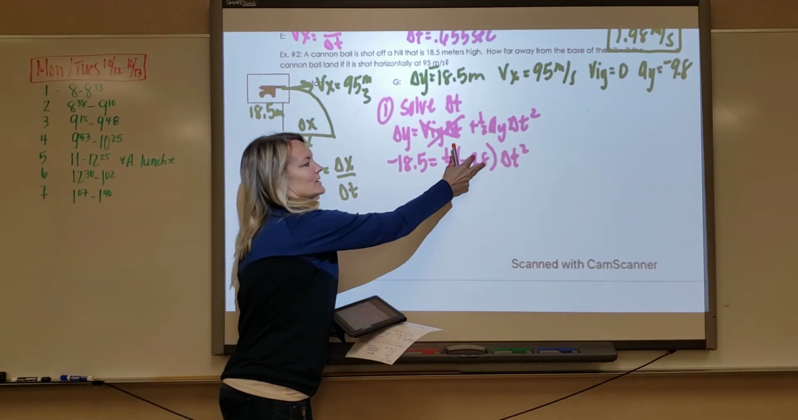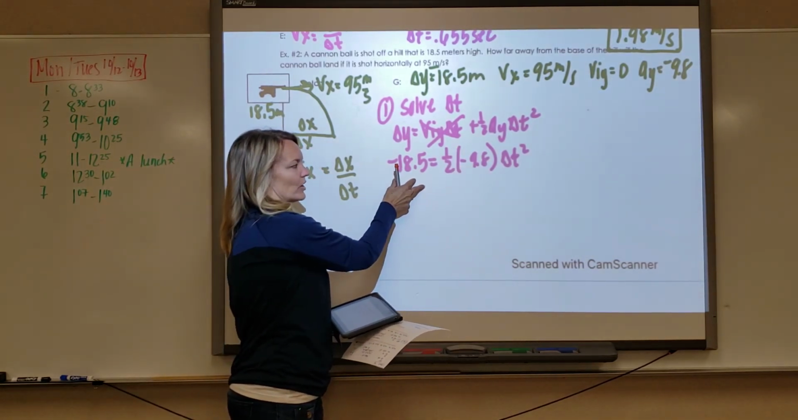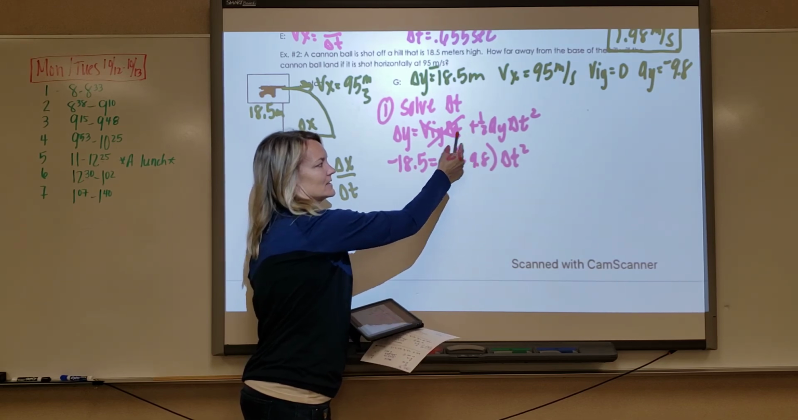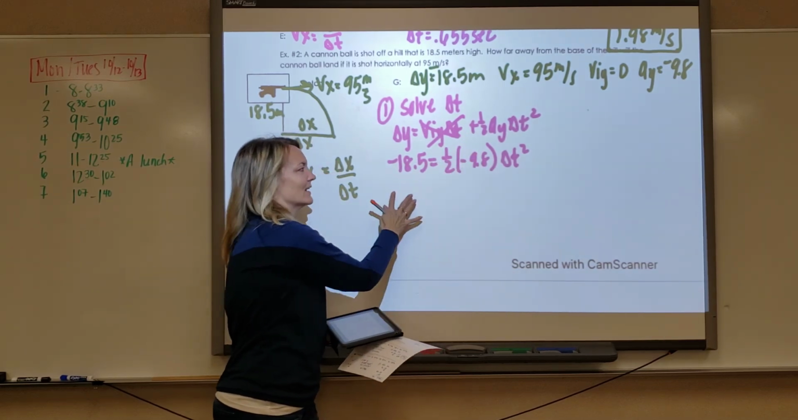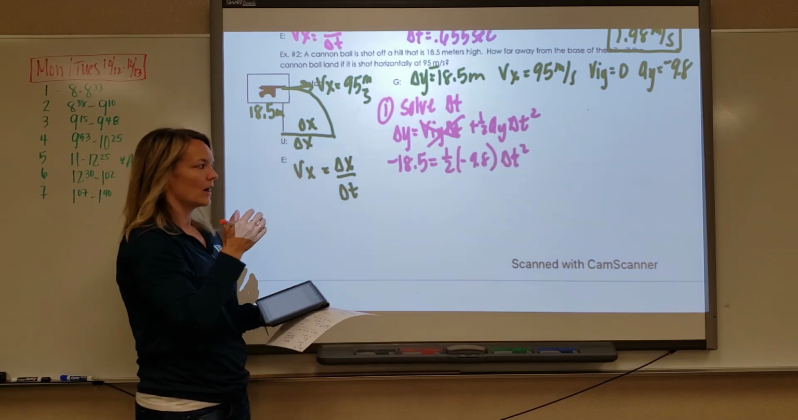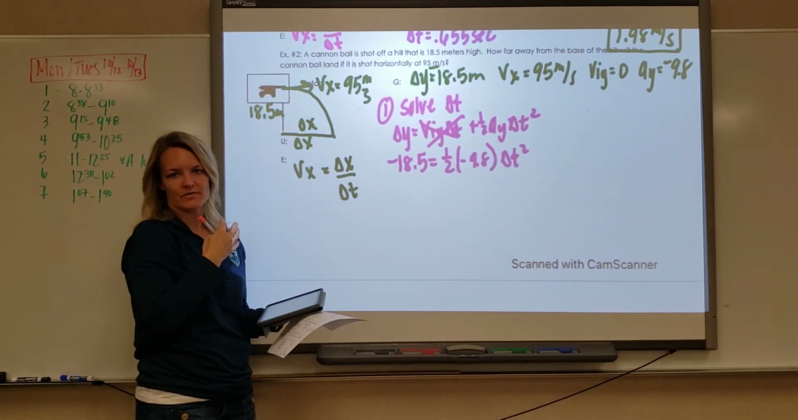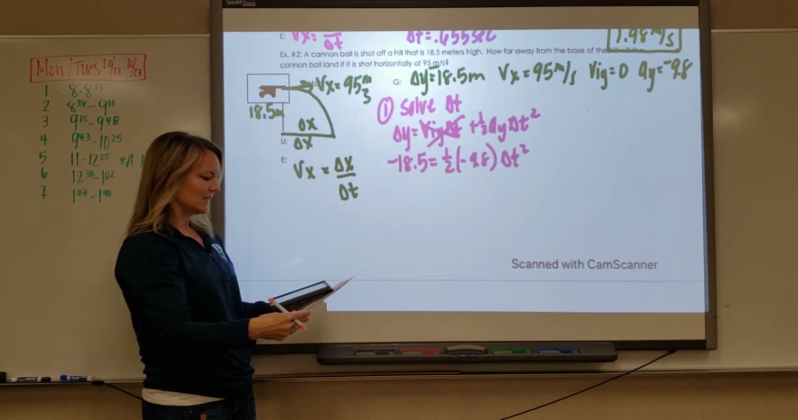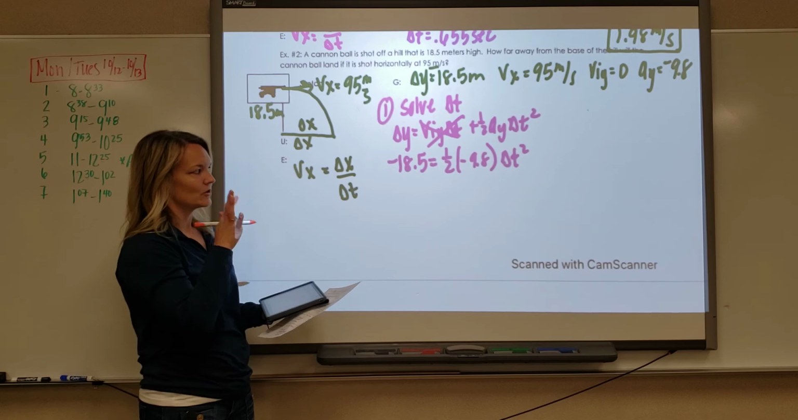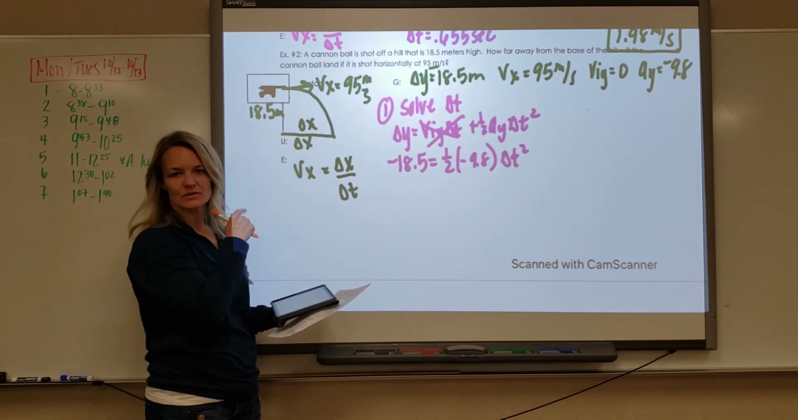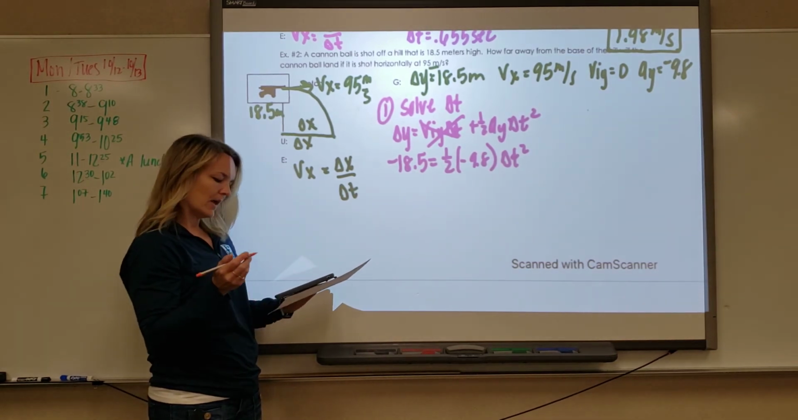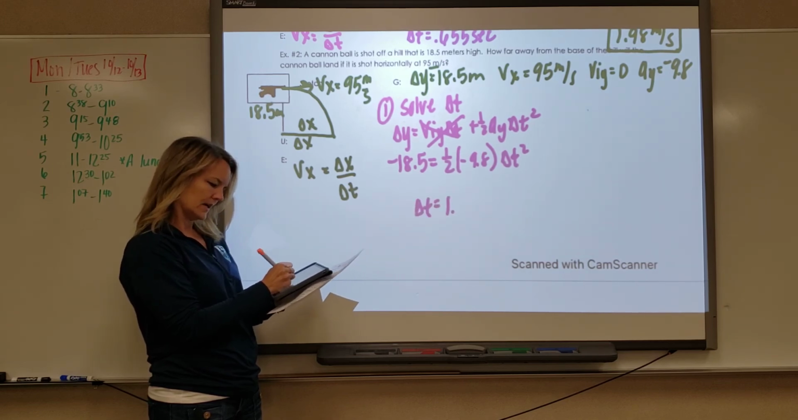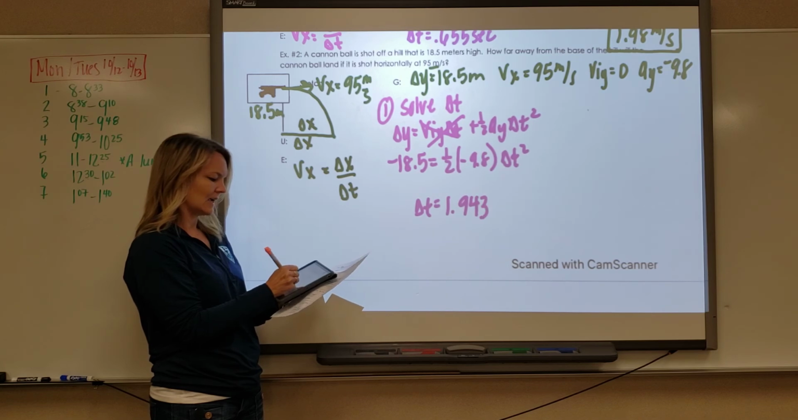I need to divide these over. You can multiply them first: 1/2 times negative 9.8 is negative 4.9, and then divide them over, or you can just divide them one at a time. And that will give you a decimal, but that's not your t, that will be your t squared. So then your last step will be finding the square root of each number, and then you should get delta t equals 1.943 seconds.